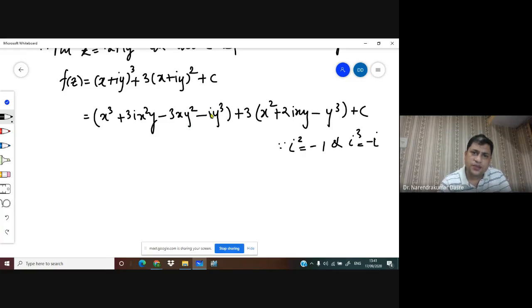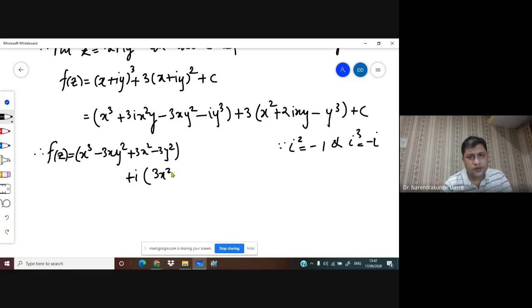Okay. So this is i cube here, so I have written it as minus i. This is i square here, so it is going to be minus 1. This is i square here, so it is minus 1. And now find the terms with i and without i. So I'll be having x cube minus 3xy square plus 3x square minus 3y square plus i times (3x square y minus y cube plus 6xy) plus c.